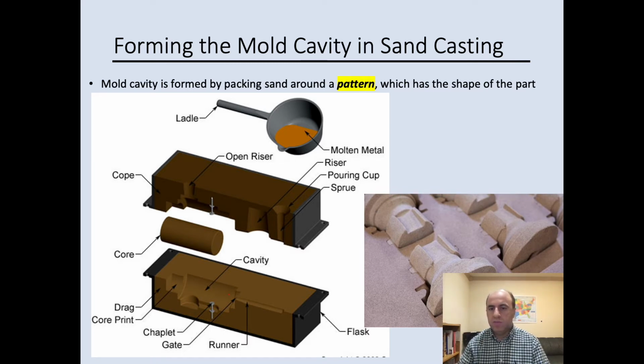Sometimes the geometry is complex and you need some internal feature. Then you use a core like this one. This is a cylinder. It makes the internal feature for you. The sand in the mold is moist and has some binder, so it can maintain the shape and doesn't fall apart.